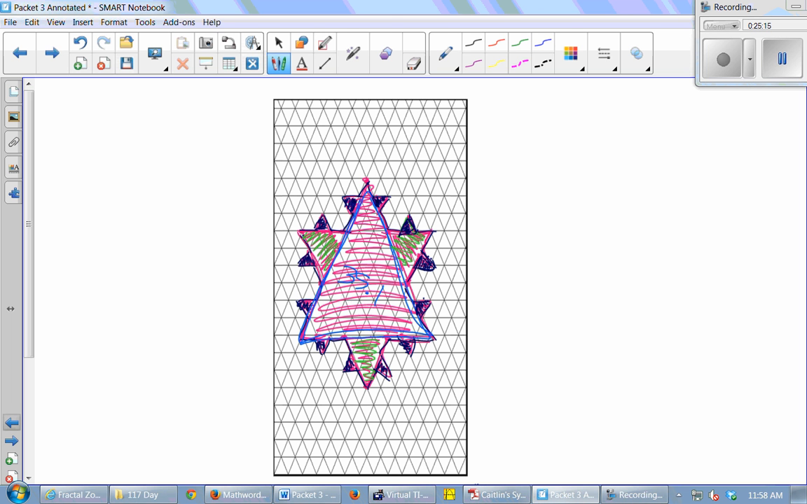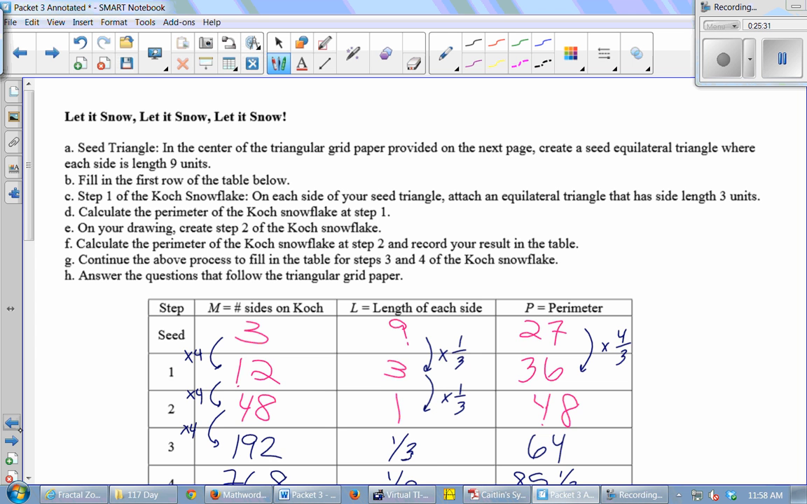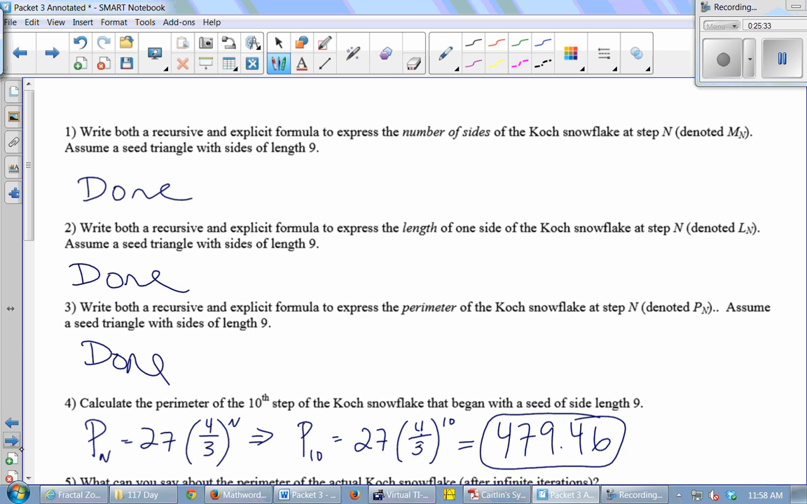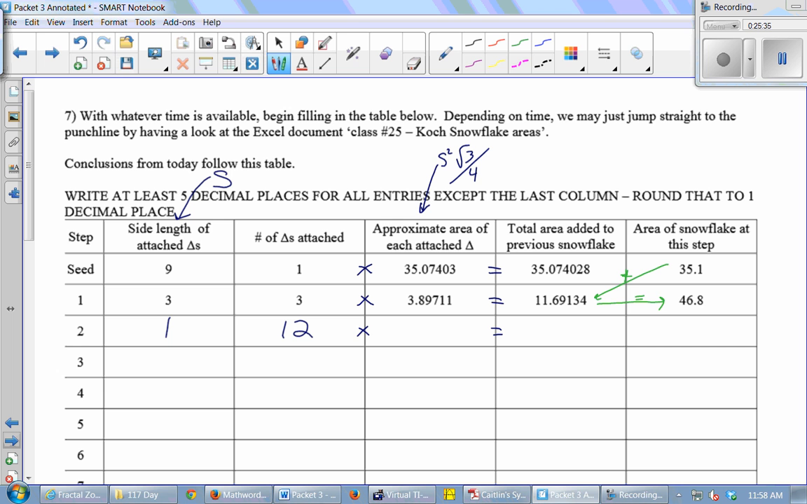All right, so how many of those purple triangles are there in the picture? 12. Yeah, so I added 12 triangles. When I went from step 1 to step 2, I attached 12 little triangles. What's the side length of each of those little triangles? 1. So that's where my 12 and my 1 come from. Okay, each one has side length 1. There are 12 of them.